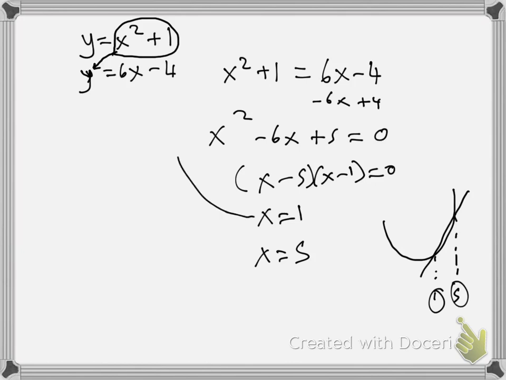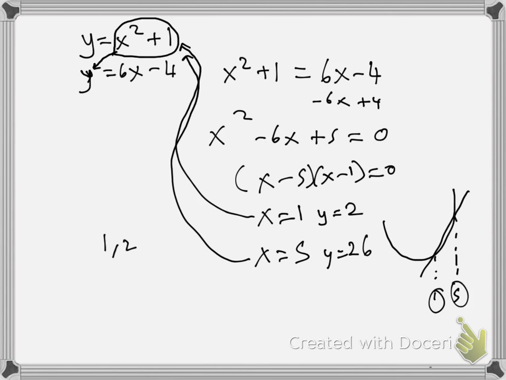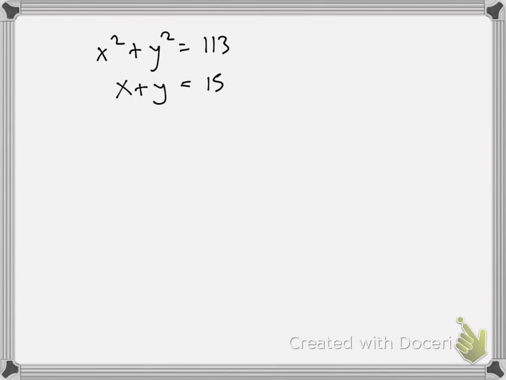So if x equals 1, what's 1 squared plus 1? Y must be 2. If x equals 5, what's 5 squared plus 1? That's y equals 26. And it works on both. So again, my two solutions are 1, 2 and 5, 26. Okay? Right, let's take a look at another one.